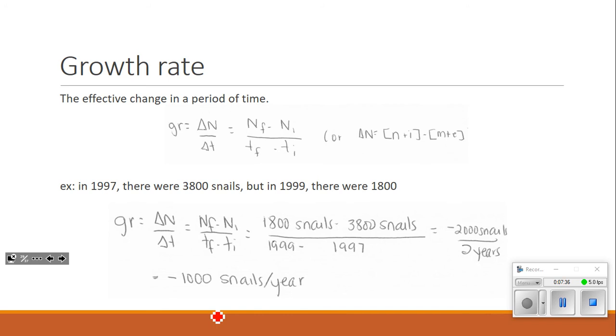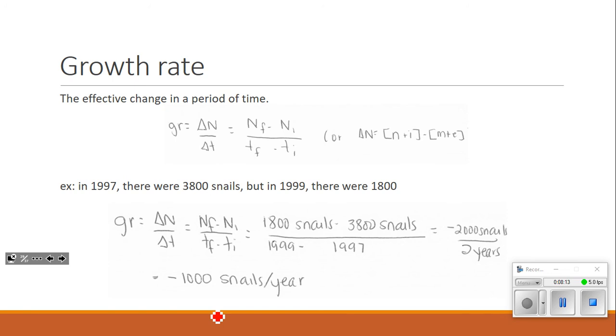For time, always final minus initial. We'll usually be measuring time in years, and we'll always make the assumption that it's from the same exact point in each year so that it's a full, complete year. So in my first example, I'm saying that in 1997, there were 3,800 snails, but in 1999, there were 1,800. And so if I want to figure out the growth rate of this population of snails, here's my formula.